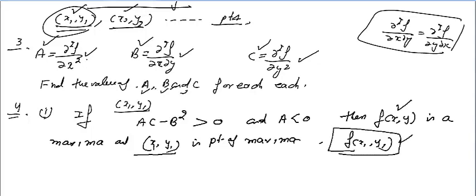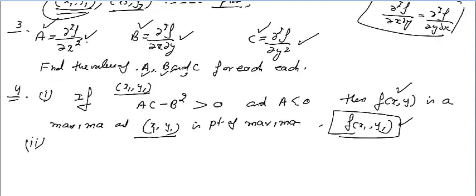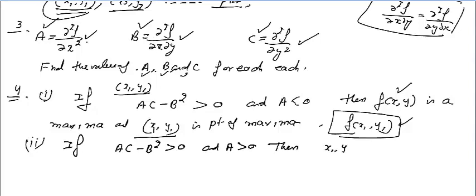So number 2, important: if AC minus B square is greater than 0 and A is greater than 0, then x1 and y1 is the point of minima. Meaning this will be the minimum value.